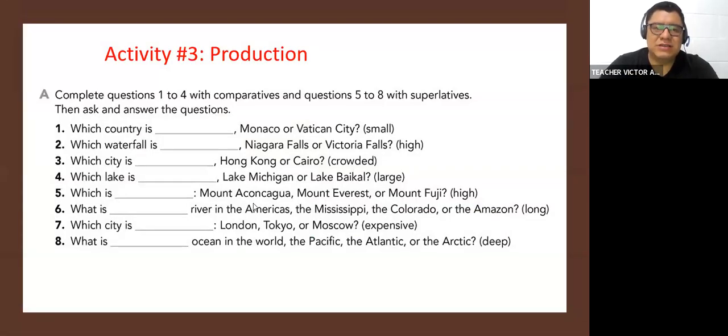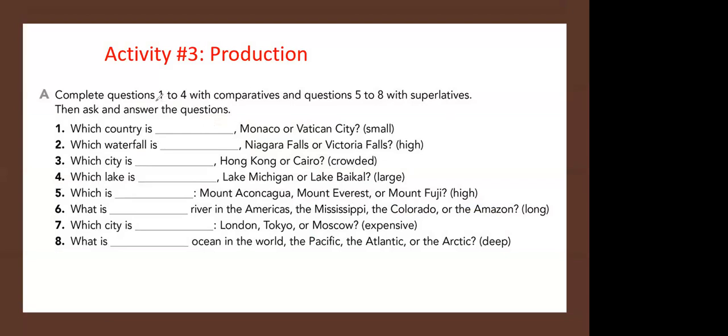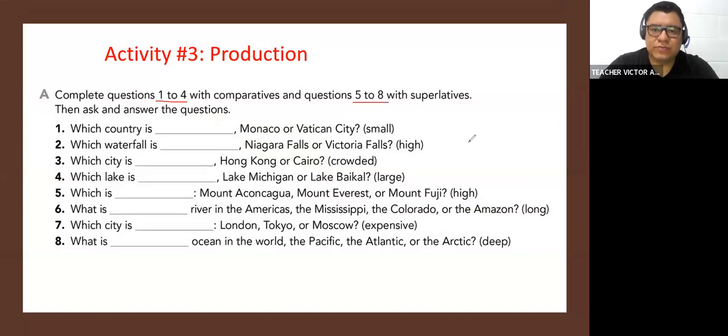We have some exercises that we will do together. We will work on this part. It says complete questions 1 to 4 with comparatives and questions 5 to 8 with superlatives. So we have clear what we will use: comparatives from 1 to 4 and superlatives from 5 to 8, right? So it's divided into parts. And you will use the adjectives that you have here in parentheses. So we have small, high, proud of, large, etc.